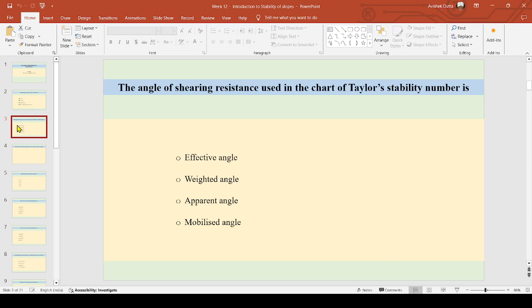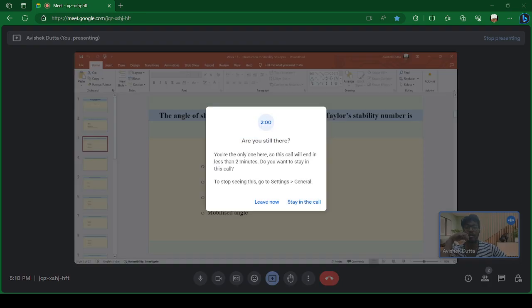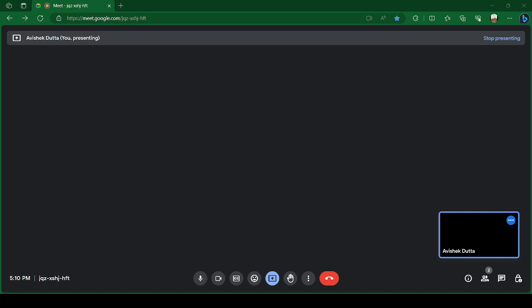The angle of shearing resistance used in the chart of Taylor stability number is. The options are effective angle, weighted angle, apparent angle, or mobilized angle.